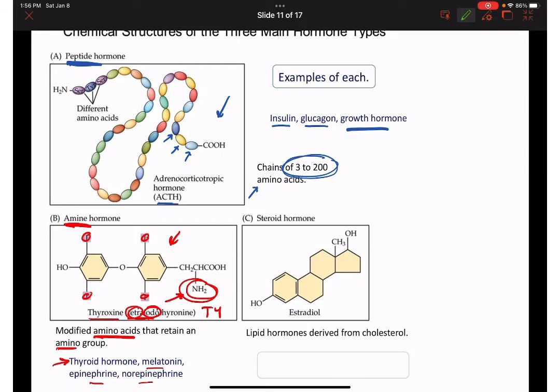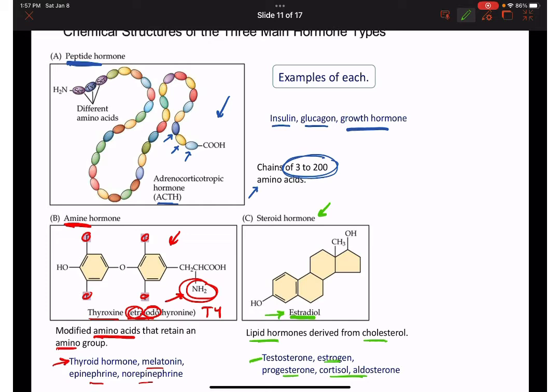And the last chemical classification of hormones are steroid hormones. And steroid hormones are lipid hormones derived from cholesterol. All steroids are derived from a cholesterol molecule, and they're lipid soluble. And the example that they're giving here is estradiol. But some other examples include testosterone. Estradiol is just another term for estrogen. Progesterone from the ovaries. Cortisol and aldosterone from the adrenal cortex are steroid hormones.